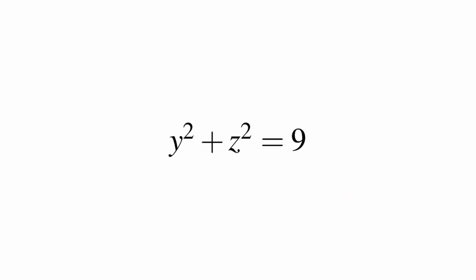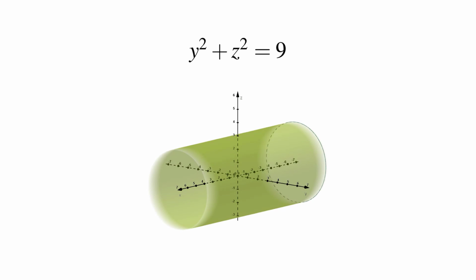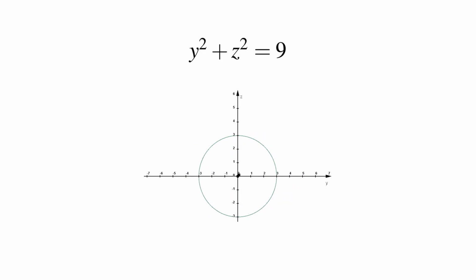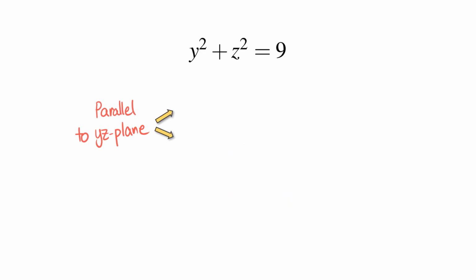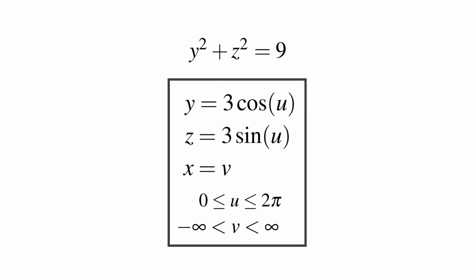Lastly, let's consider the circular cylinder y squared plus z squared equals 9. Notice that the vertical cross sections are circles parallel to the yz plane. So we have y equals 3 cosine u, z equals 3 sine u, and x equals v, with u between 0 and 2 pi, and v unrestricted.